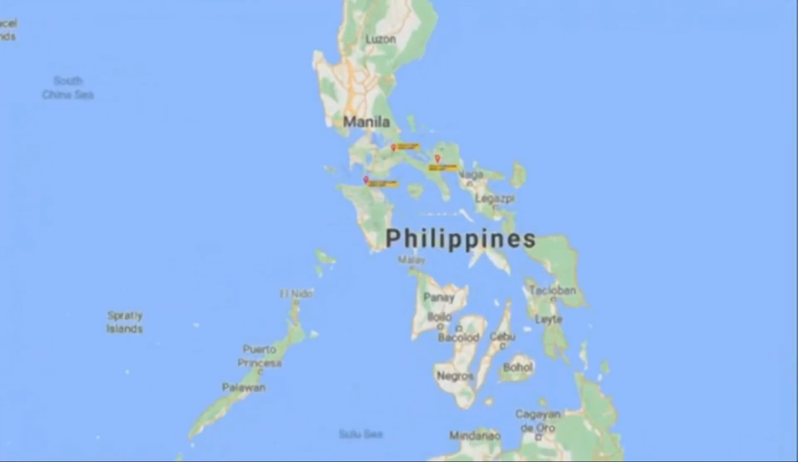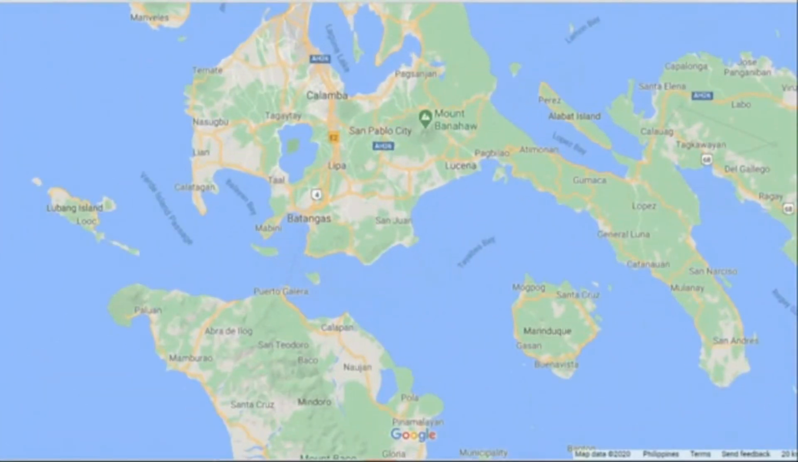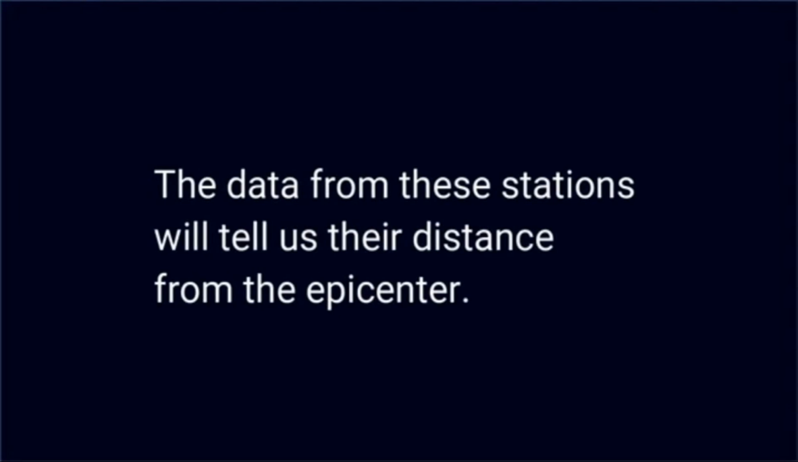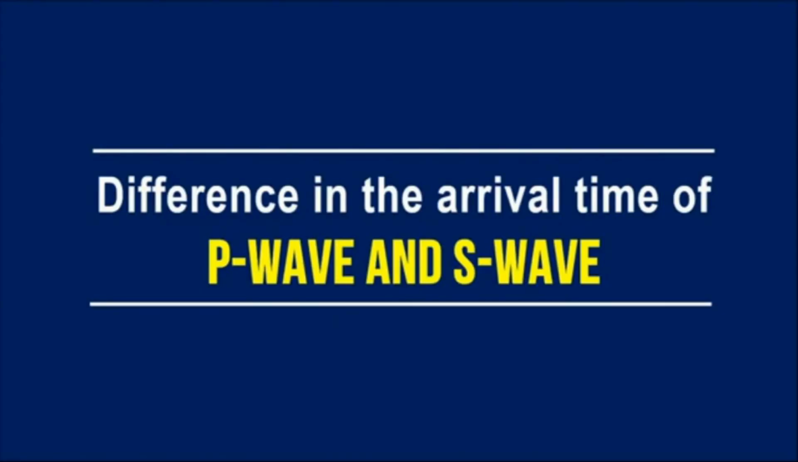Zooming in on this part of the map, we can find PHIVOLCS Lucban Seismic Station, PHIVOLCS Puerto Galera Seismic Station, and PHIVOLCS Guinayangan Seismic Station. The data from these stations will tell us their distance from the epicenter. This is done by identifying the difference in the arrival time of the P wave and S wave as recorded in their seismograph.